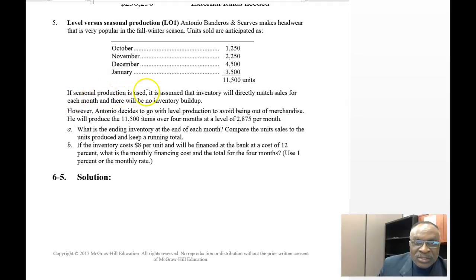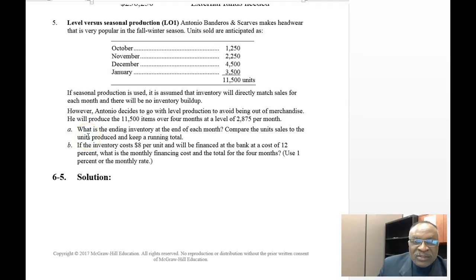If seasonal production is used, it is assumed that inventory will directly match sales for each month and there will be no inventory build-up. However, Antonio decides to go with level production to avoid being out of merchandise, which makes a lot of sense for a merchandising company, because if they're out of merchandise, then they're going to lose customers. He will produce 11,500 items over 4 months at a level of 2,875 per month. So if you divide this by 4, you have an average of 2,875.